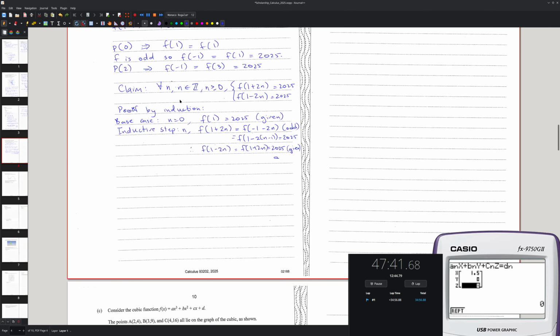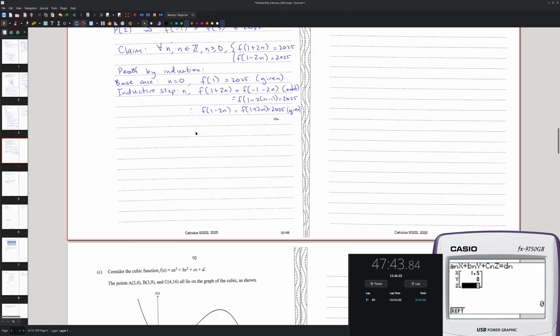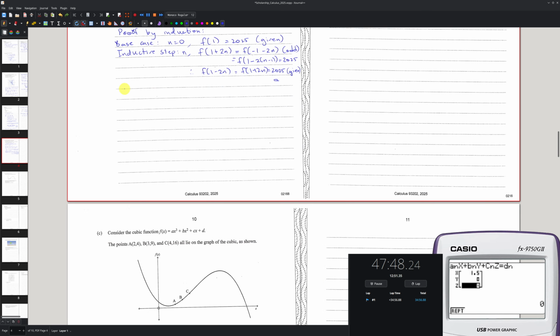And so this concludes. Okay, so now we have to get f of 2, right? So f of 2 is equal to f of negative 2 by odd, which is equal to f of 5.